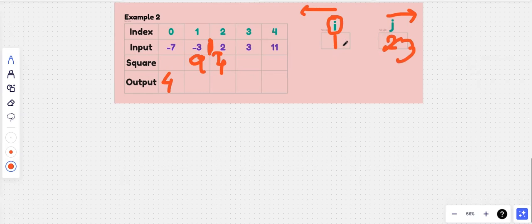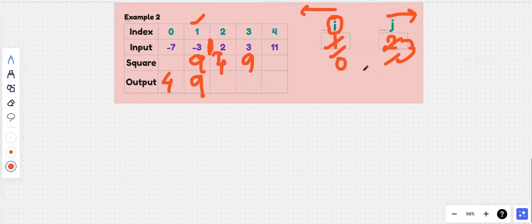Now again we will compare the square of the number at position 1 and 3. So at position 1, the square of the number is 9 and at position 3, the square of the number is 9. So since the squares are the same, we can push any one. So let's suppose we push this 9. So we will update the ith pointer to 0.